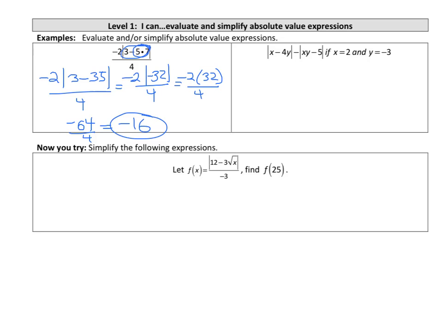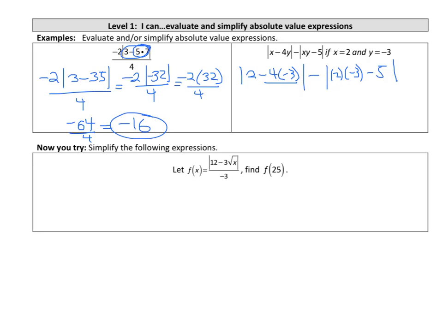And the next one, I'm plugging in some values for my variables. So first I'm going to go ahead and write it out. Instead of x, I plug in 2. And then instead of y, I plug in negative 3. And then in the second part, I plug in 2 for x, negative 3 for y. And you could just plug that whole expression in your calculator if you wanted, or if you're going to follow order of operations, I'm going to do inside each absolute value first.